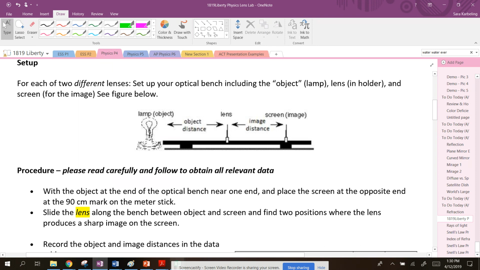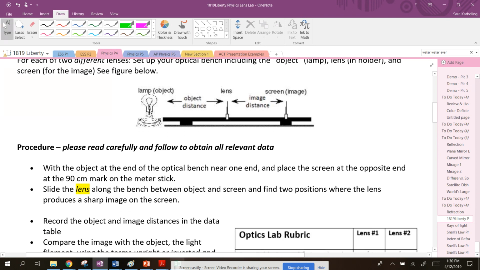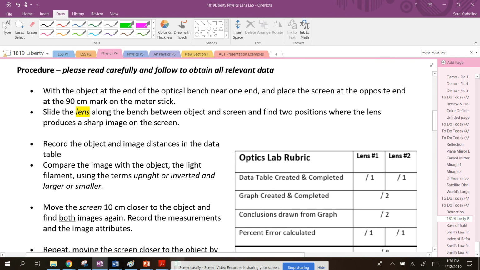And the way that you're going to set this up is as follows. You need to make sure you pay attention. Last period I had a group that said, oh, we're done, and they'd only gotten about a quarter of their data. So make sure that you pay attention so you know how to set this up. You're going to put the object, which is the lamp, at one end of the meter stick, and then you're going to place the screen or the index card at the other end.